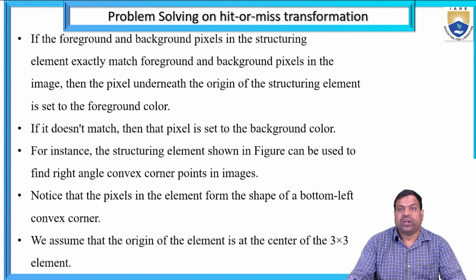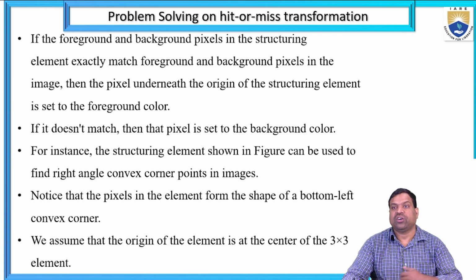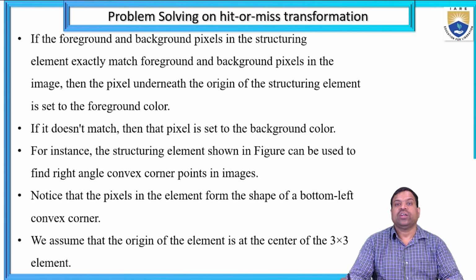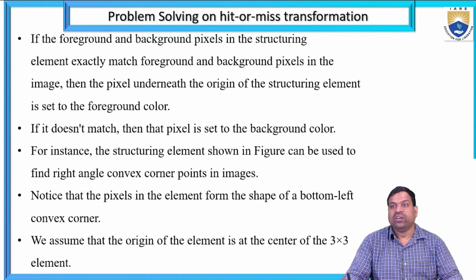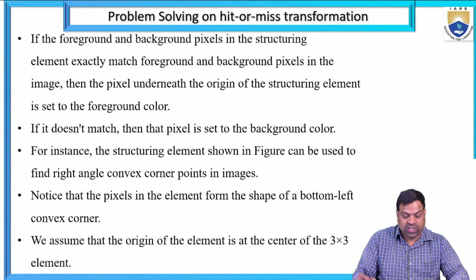If the foreground and background pixels in the structuring element exactly match foreground and background pixels in the image, then the pixel underneath the origin of the structuring element is set to the foreground color. If it does not match, then that pixel is set to the background color. The structuring element shown in the figure can be used to find right angle points in the image. We notice that the pixels in the element form the shape of a bottom left convex corner, and we assume that the origin of the element is at the center of the 3x3 element.